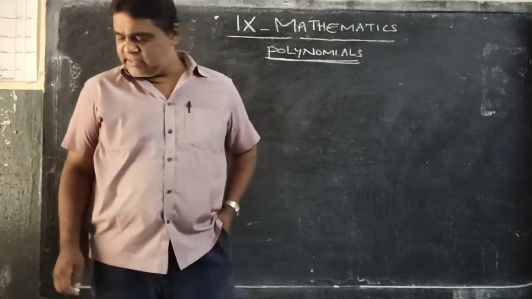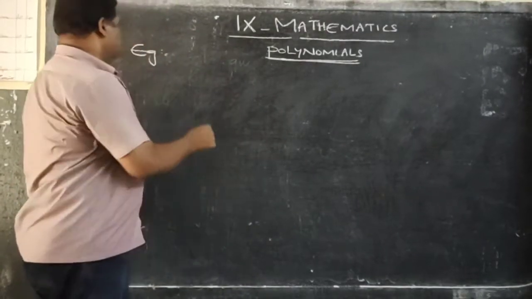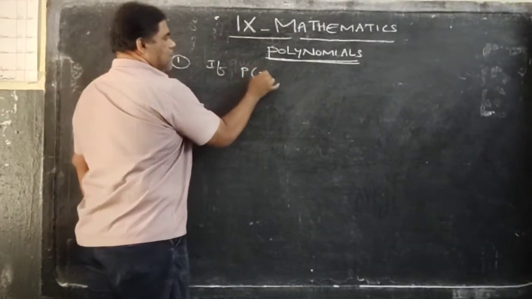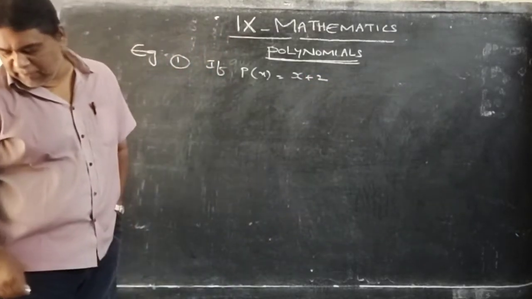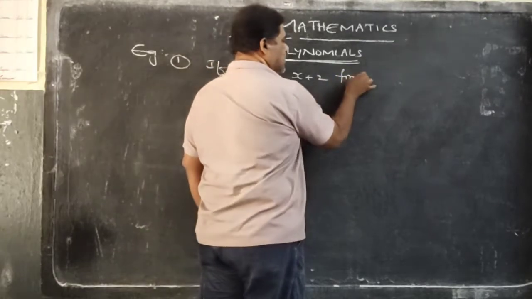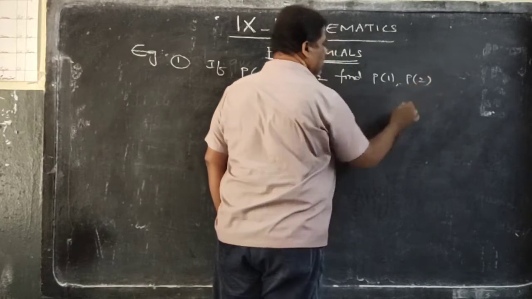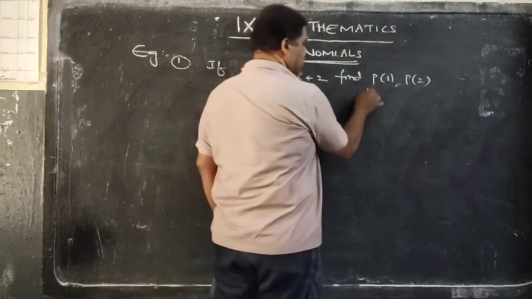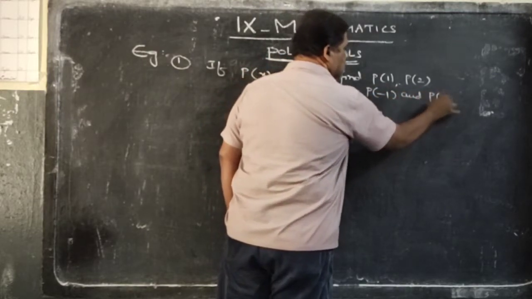Completed polynomials. So let us revise once. If p of x is equal to x plus 2, find p of 1, p of 2, p of minus 1 and p of minus 2.